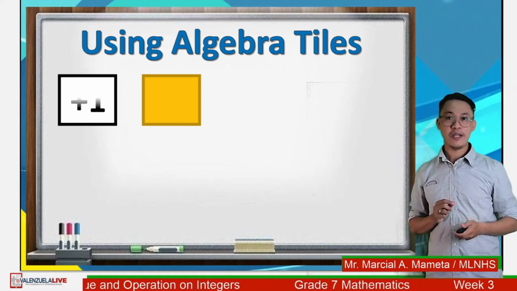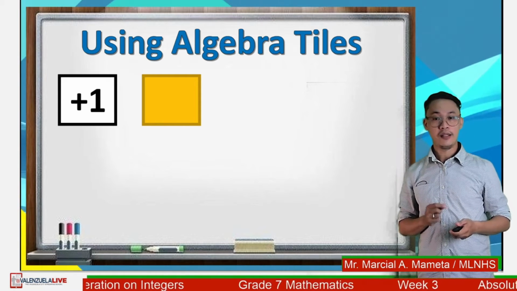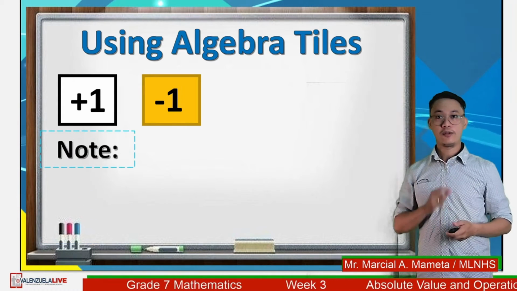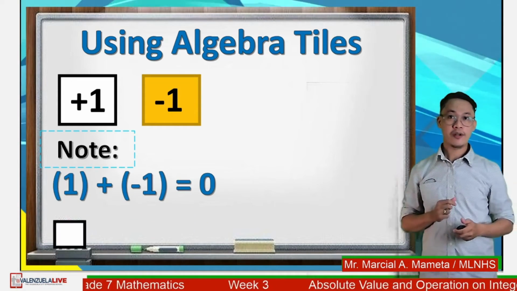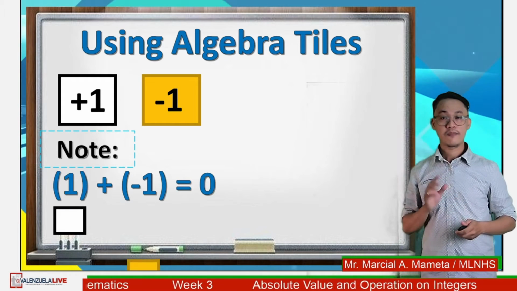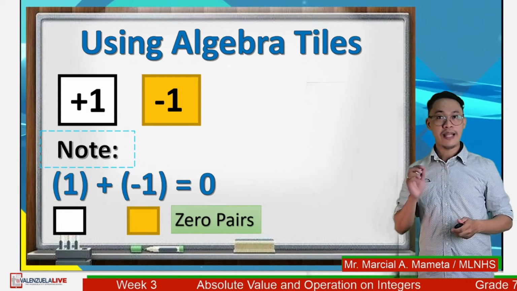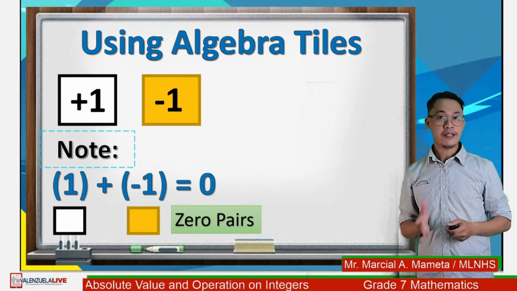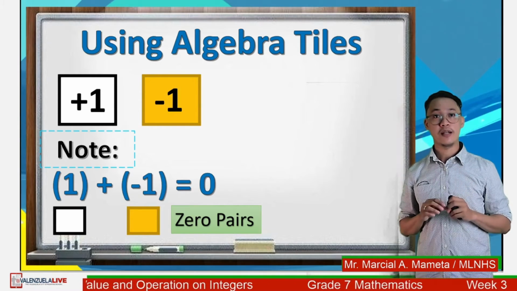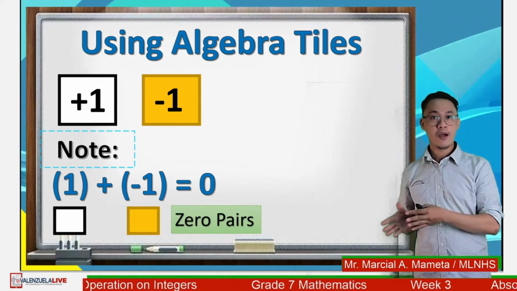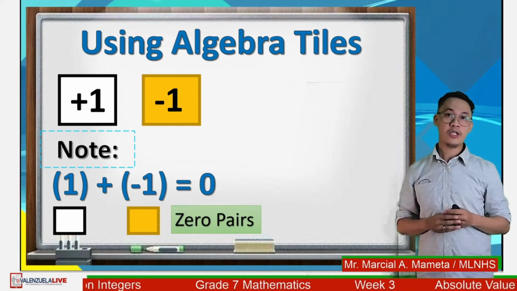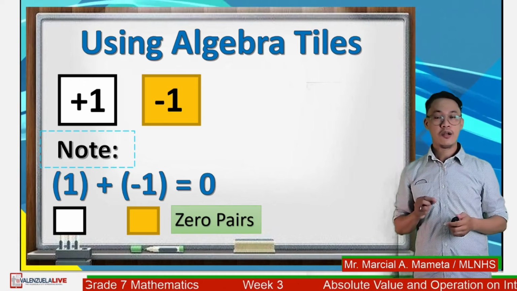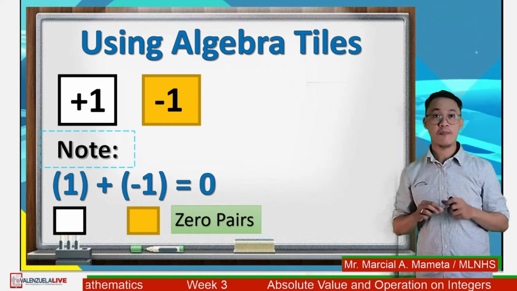Let white tiles be equal to positive 1 and yellow tiles be equal to negative 1. Note, always remember that the addition of 1 plus negative 1 is 0. So therefore, it is identified as the 0 pairs. Again, the addition of 1 plus negative 1 is equal to 0. For the combination of the white tiles and then the yellow tiles is equal to 0. So therefore, it is identified as the 0 pairs.